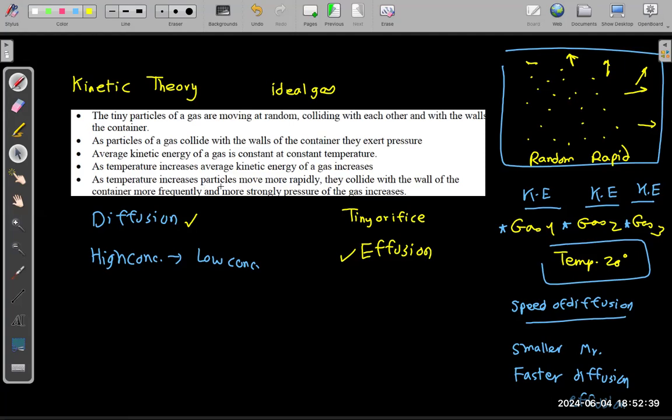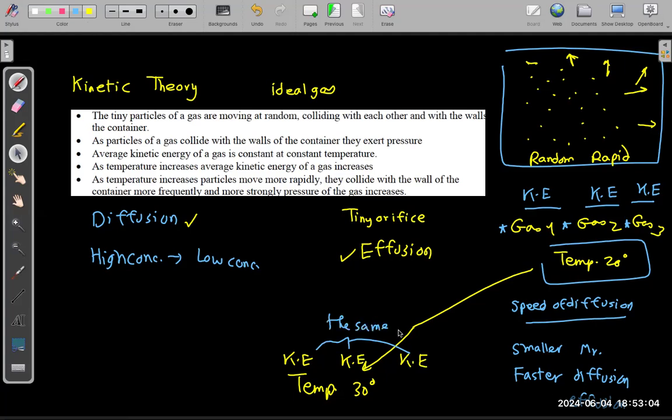As the temperature increases, the particles move more rapidly. They collide with the wall of the container more frequently and more strongly. This means that if you increase the temperature from 20 to 30, what will happen? The kinetic energy will increase. But what will be the kinetic energy for the three gases? Take care, it will be again the same.